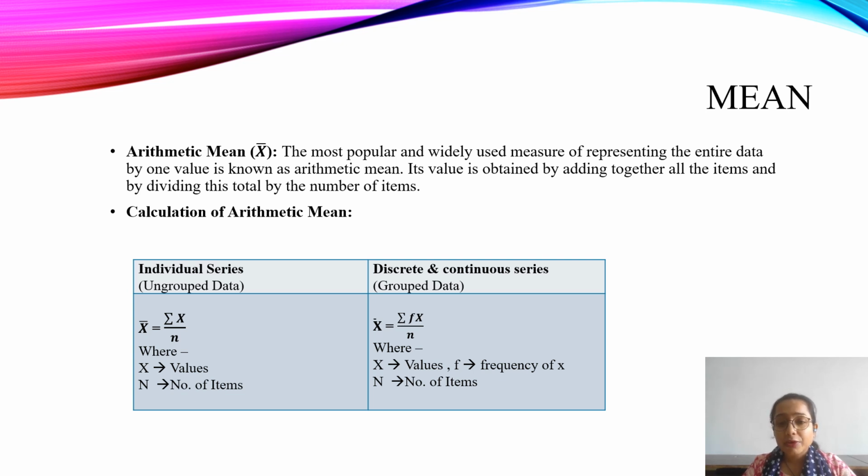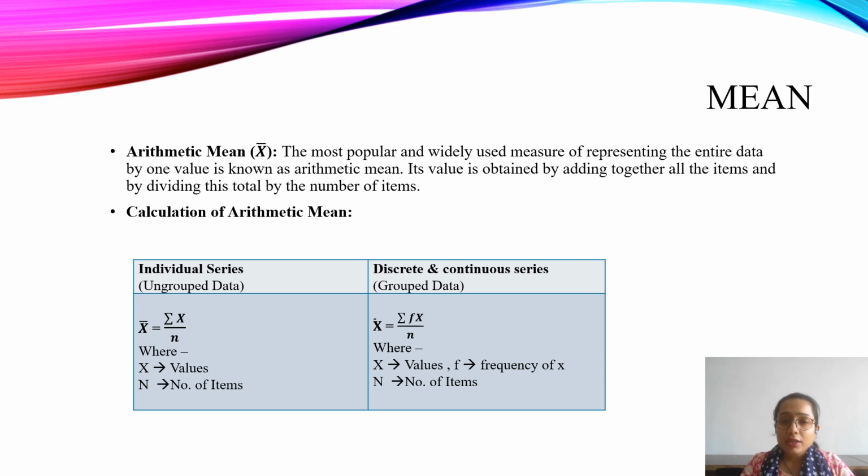Its value is obtained by adding together all the items and dividing this total by the number of items. So basically it is a very simple method to calculate the central part of any data set. Mean is generally known as the average of any data set. So whenever you have too many numbers, you just have to add those numbers and then divide by the number of observations, like you have to count the numbers. So if there are 5 numbers, just divide by 5, and you will get an average number.